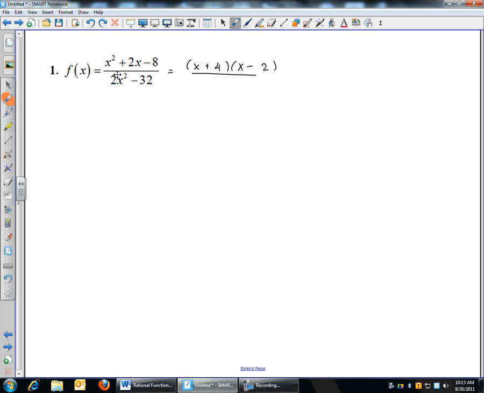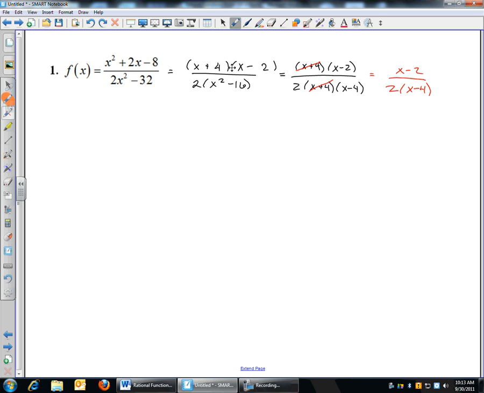My denominator, I can factor a 2 out, which will give me x squared minus 16. Then I have x plus 4, x minus 2 on top. The denominator is going to be 2, and then x squared minus 16 is the difference of squares, so x plus 4, x minus 4. And notice something cancels. I can cancel x plus 4, so my final equation is x minus 2 divided by 2 times x minus 4.